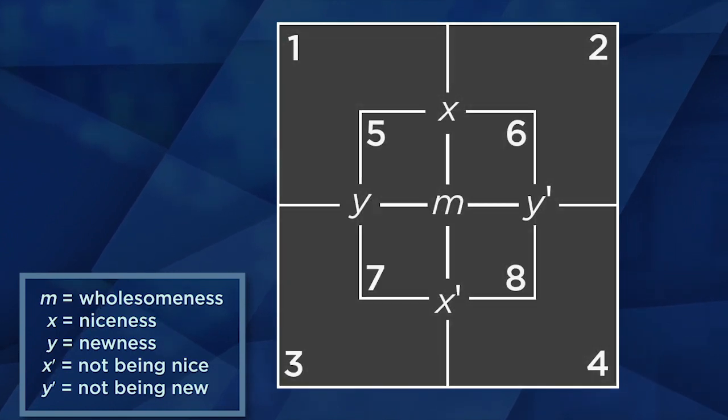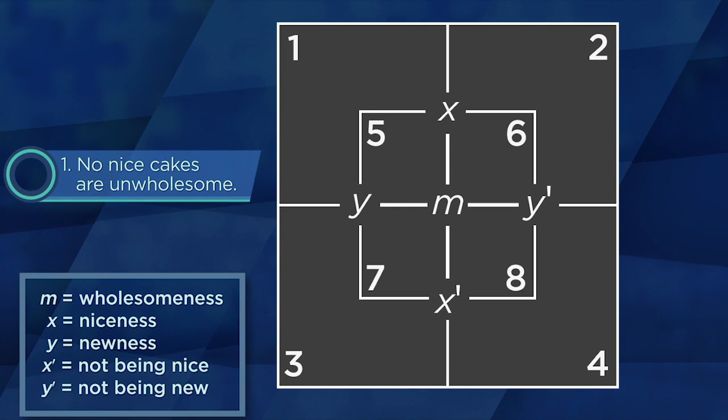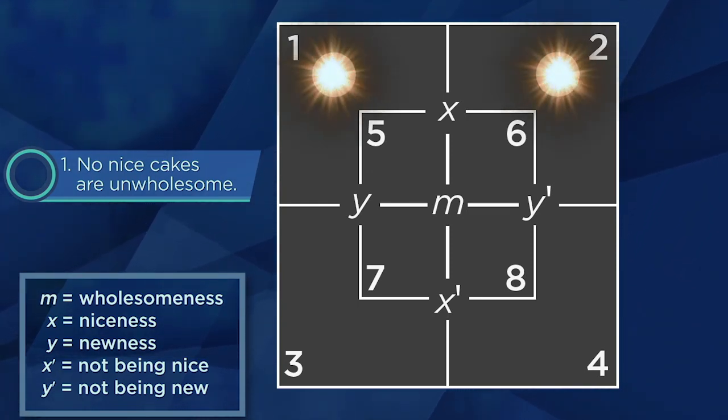Now let's revisit the first statement, 1, no nice cakes are unwholesome. Nice cakes live above the horizontal line. Unwholesome cakes live outside the small square. The regions answering to both descriptions are numbers 1 and 2, and the statement tells us those regions are empty. We'll represent this fact by placing gray counters in those regions like this.